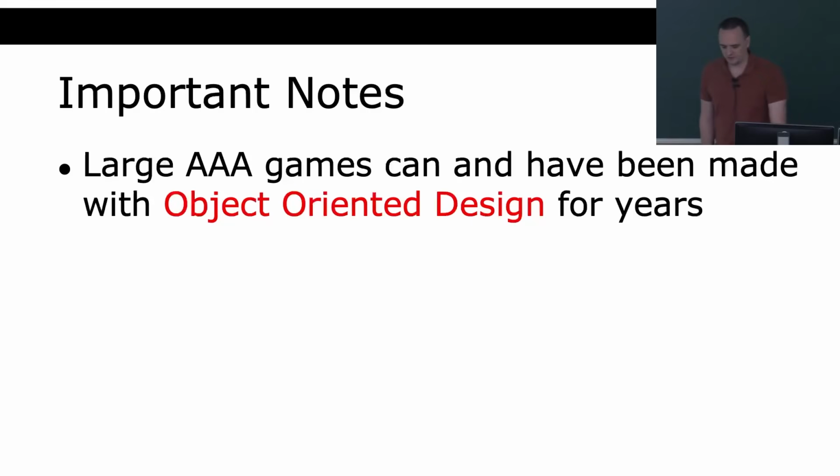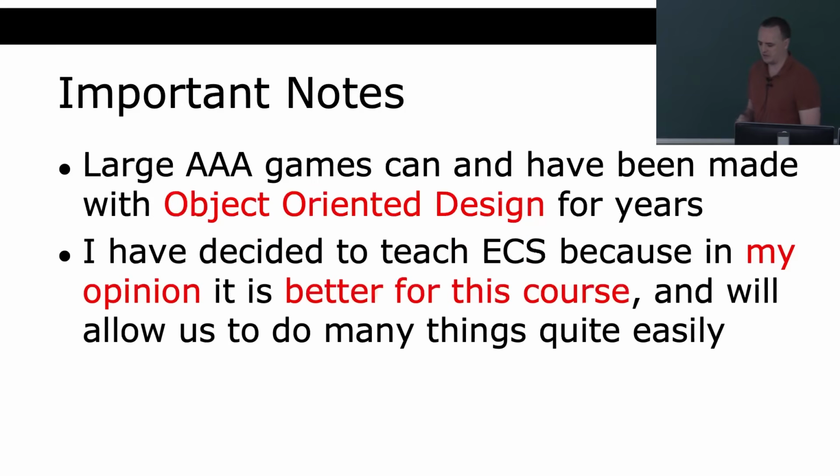Some important notes first. Large AAA games can and have been made with object-oriented design for years, where instead of using entities and components, they just have an enemy class, then skeleton inherits from enemy. It's possible to do all these things. I would argue that that's a little bit outdated, and most people now are using some sort of compositional based design. But I've decided to teach ECS for this class because I think it is better for making games, and a lot of people in industry have that viewpoint as well. We won't be talking about it, but it also lends itself better for things like networking, etc., because our components are just pure data, which can easily be serialized, etc.